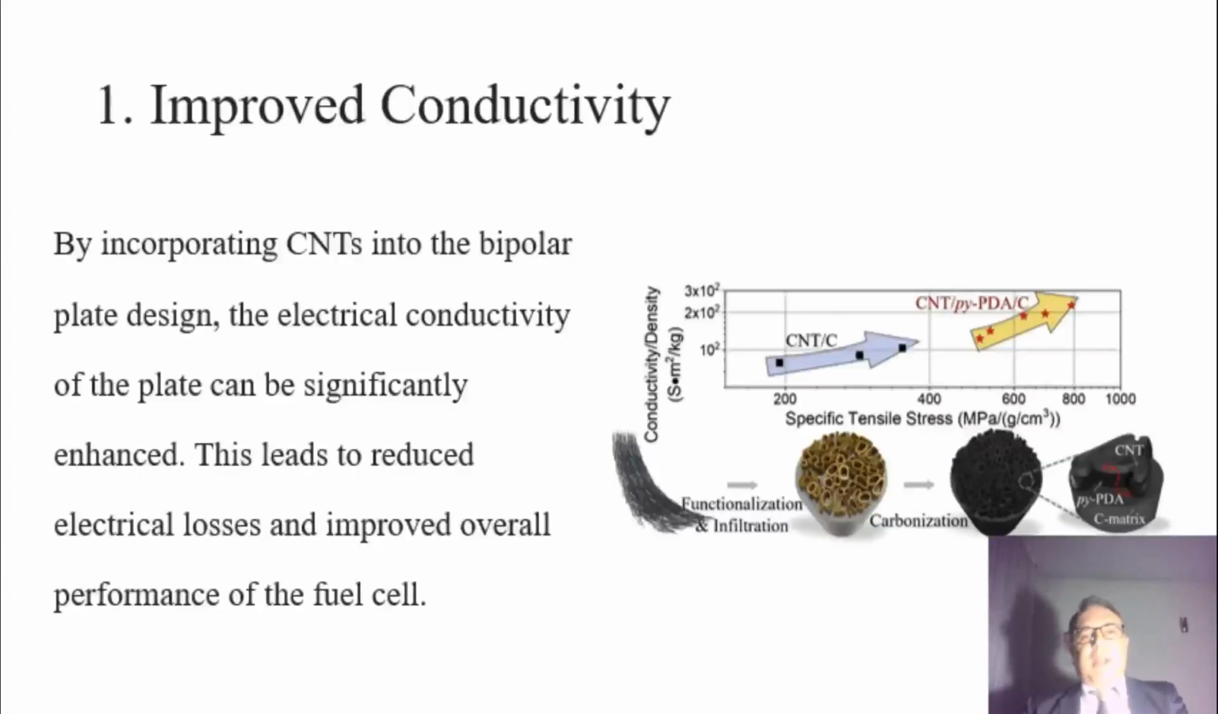The important case is if we add the CNT, we can see some improvement in terms of connectivity. If you add the CNT into the fuel cell, definitely you will see the improvement in connectivity. Here you will see the graph. In the graph also directly showed you some good results. It also reduces the electrical losses, and the result can be improved overall performance of the fuel cell. That is the case exactly we were looking for.